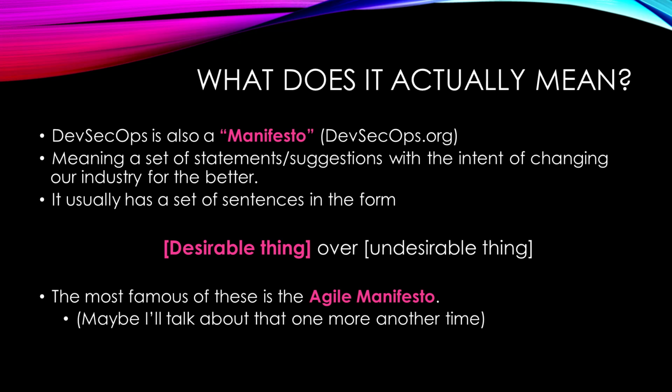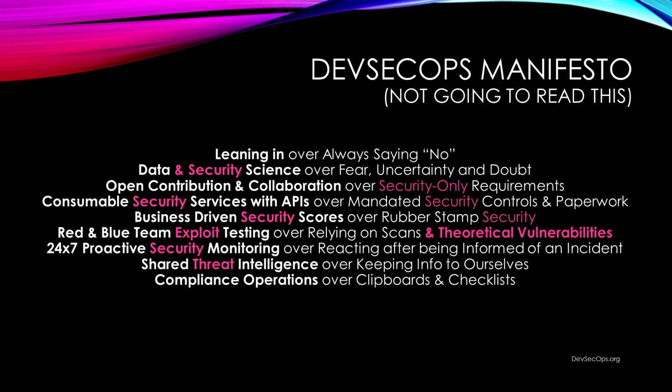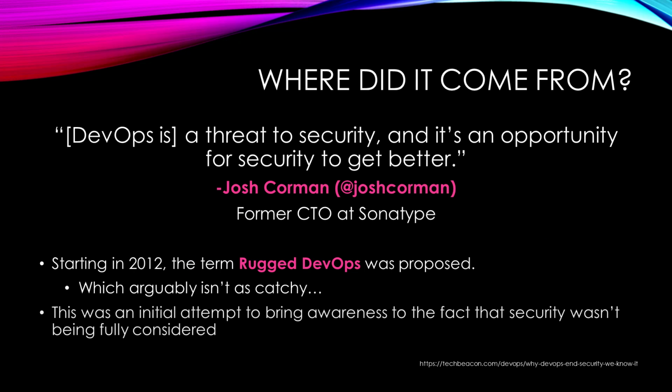DevSecOps is also a manifesto, outlined on DevSecOps.org. A manifesto is a set of statements or suggestions with the intent of changing our industry for the better. It's usually a set of sentences in the form desirable thing over undesirable thing. The most famous of these is the Agile Manifesto. Maybe I'll talk about that one a little more sometime. So here it is in all its glory. I'm not going to read all of these, but I've highlighted everything that's security related for a little fun exercise later.